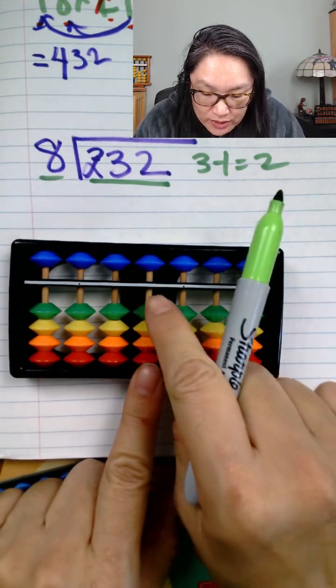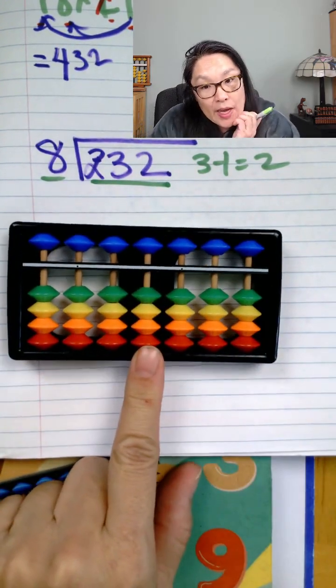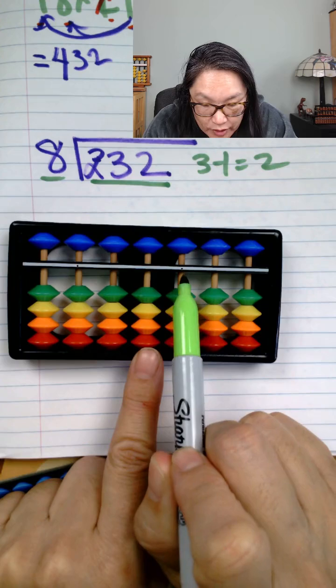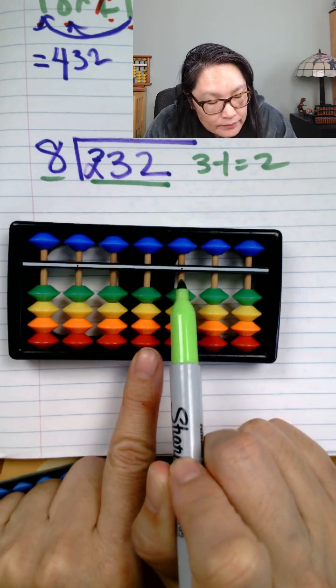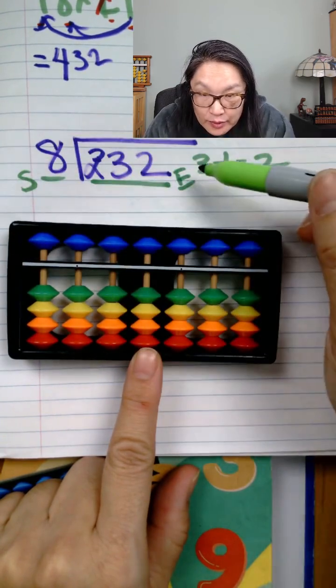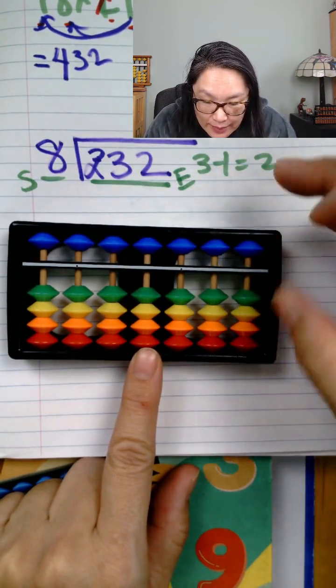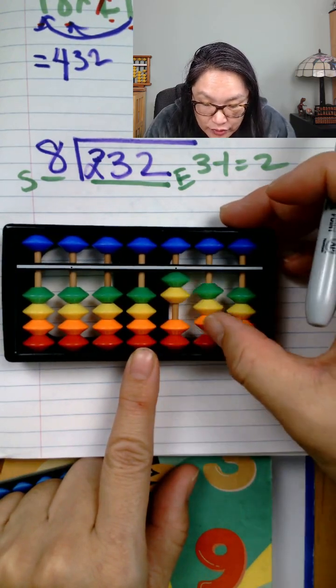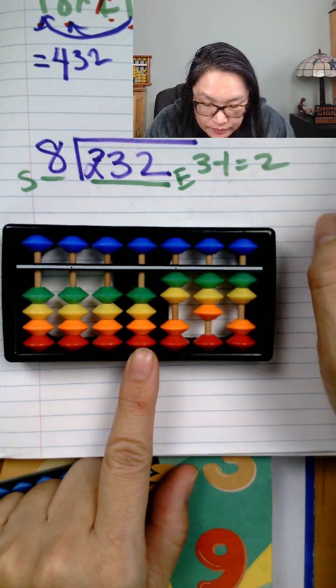Now what we do is this is where I'm going to put my answer. Okay, I'm going to put my answer here. Because I put my answer here, I'm going to put my dividend on the abacus so I can take it away. So my dividend is 2, 3, 2.